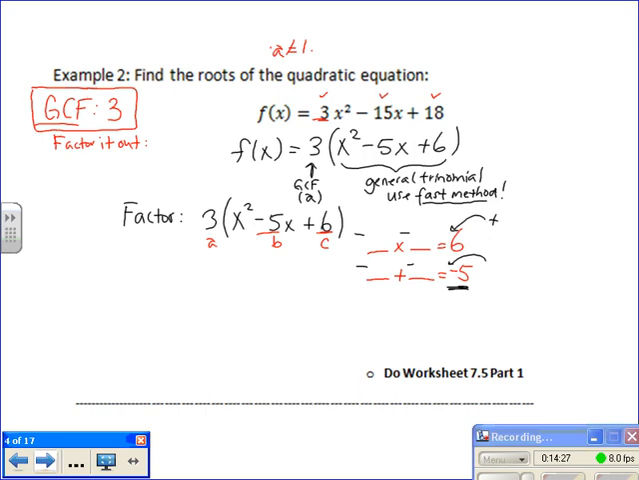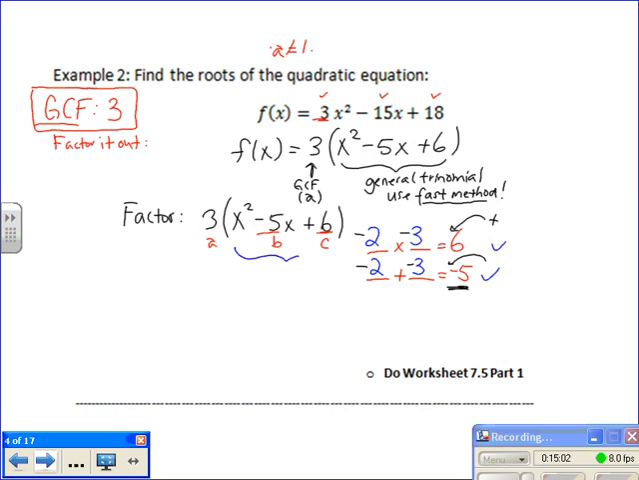You might start to get quite fast at this. Thinking about it, what are the factors of 6? Well, there's not very many. You have 1 times 6. Would negative 1 times negative 6 give me 6? Yes. Would negative 1 plus negative 6 give me negative 5? No. Okay, so let's go to the next factors. How about 2 and 3? Well, I know negative 2 times negative 3 will give me 6. Will negative 2 plus negative 3 give me negative 5? Yes. So there are my 2 factors. Okay, negative 2 and negative 3 are the numbers I'm looking for.